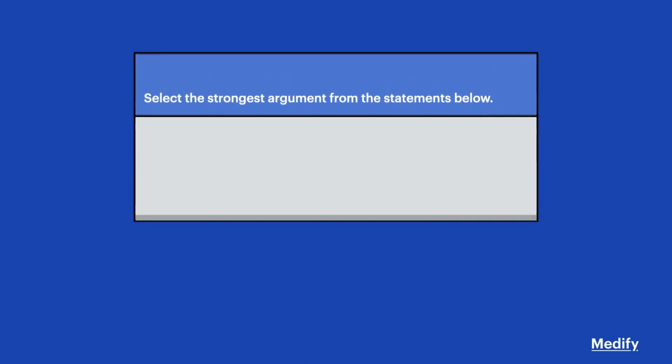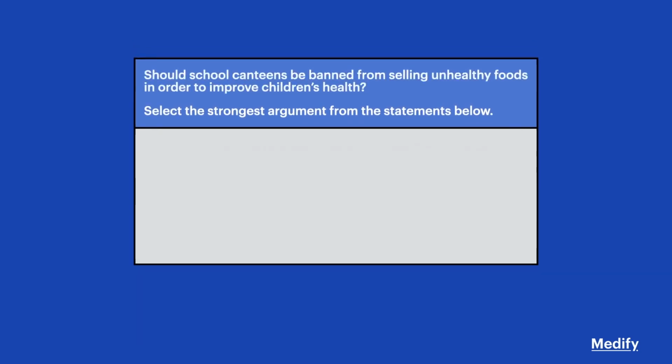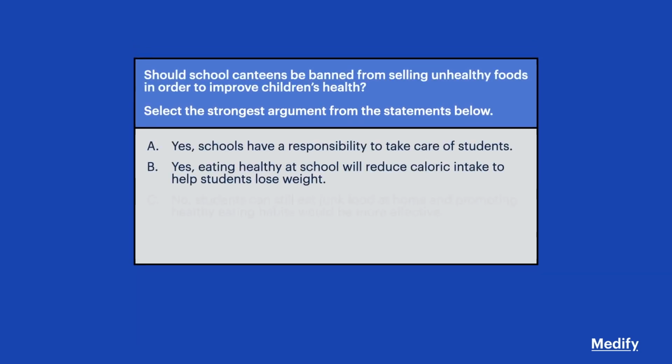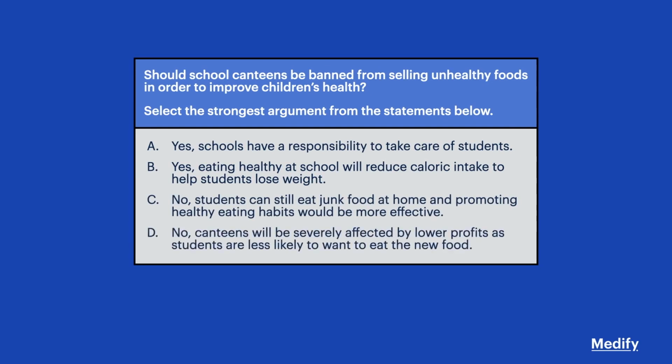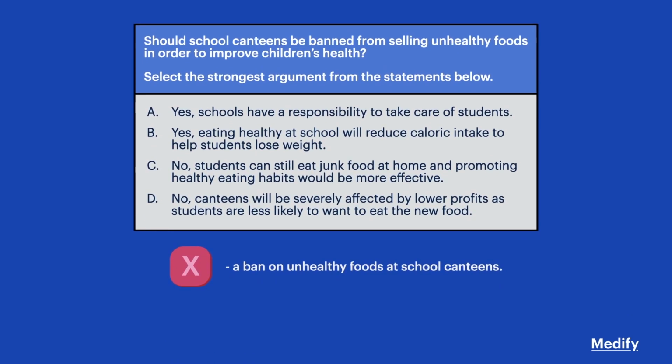So here on the screen is one of the example videos for one of the UCAT tutorials for evaluating arguments in decision making. The question closely follows the format we outlined before. X is a ban on unhealthy foods at school canteens, whereas Y, the desired outcome, is improving health in young people. This is followed by your instruction.